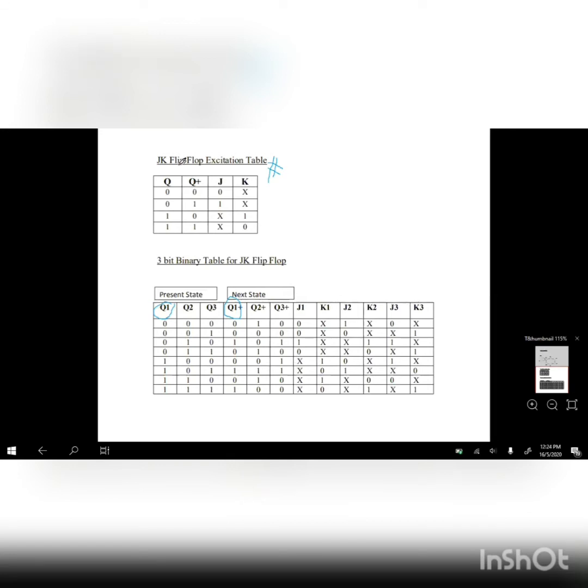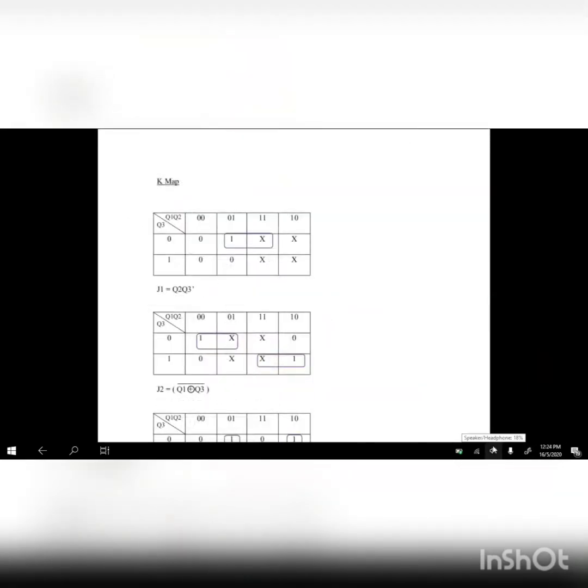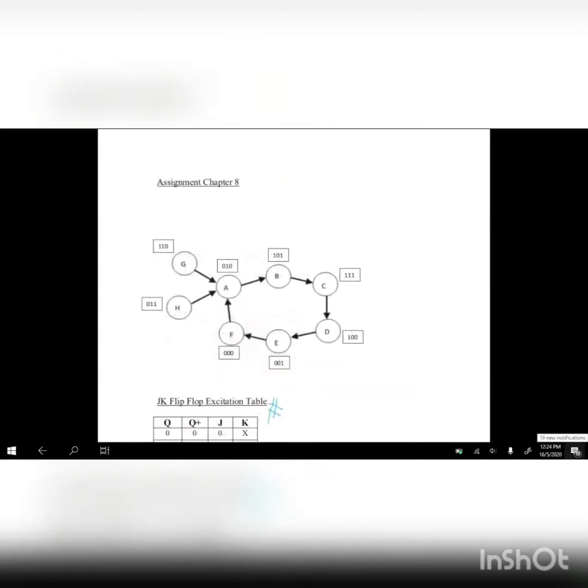Let's look at the second one. We'll try 1, 0. So 1, 0 means J is X and K is 1. So 1, 0 gives X and 1. According to this, you fill up the whole table according to the JK flip-flop excitation table.